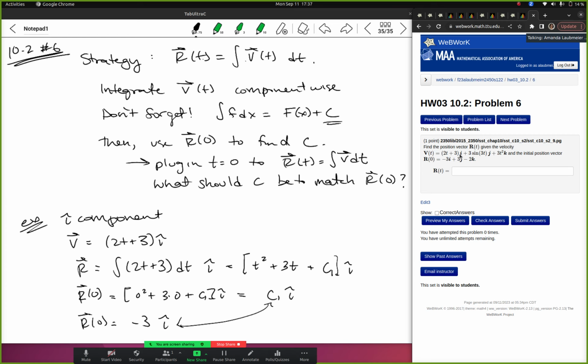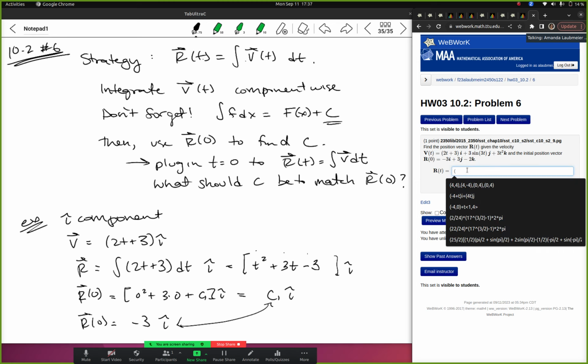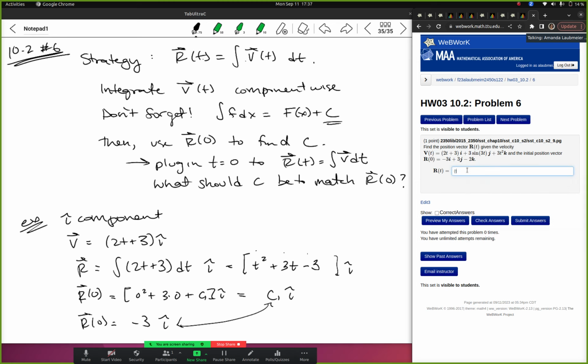So I would go ahead and sort of like right here where I have that C1, I would say, okay, that had to be minus 3 to start. Now if I go back and I plug in 0, I would get 0 plus 0 minus 3 when time equals 0, and that perfectly matches that when time equals 0, my r should return negative 3. And so then I would just put this in my answer. I would say t squared plus 3t minus 3 i hat, and continue the same for the j hat and the k hat.